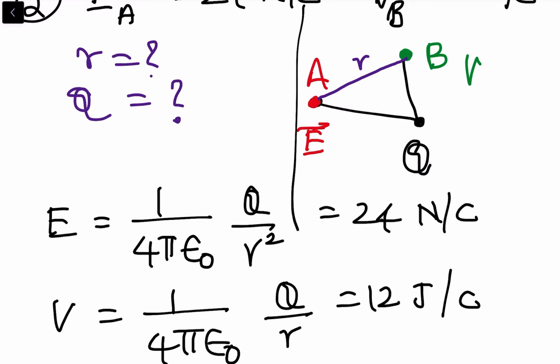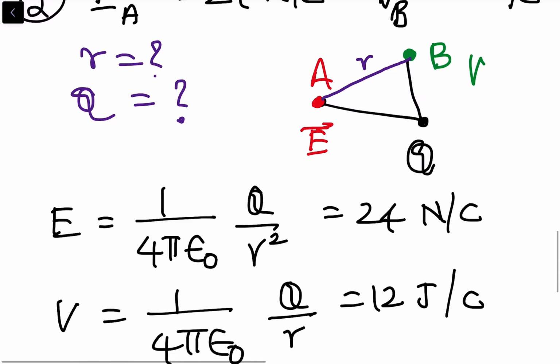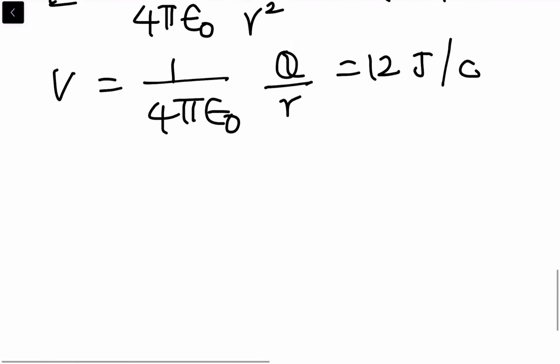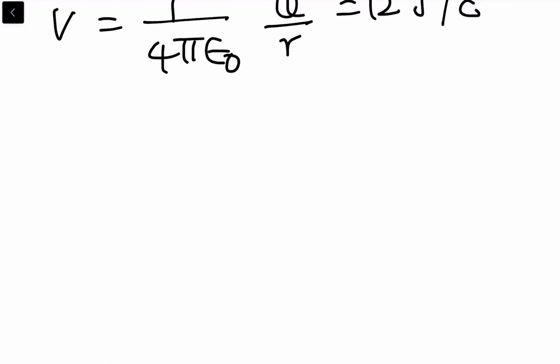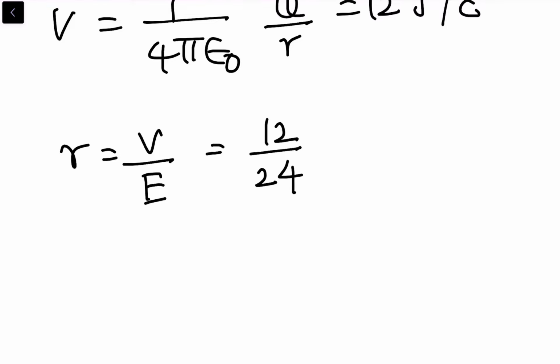So let's write R is equal to V by E, that is V is 12, E is 24, that is 1 by 2, that is nothing but 0.5 meters. So now we got the first answer, and they also asked us to find the magnitude of the charge.